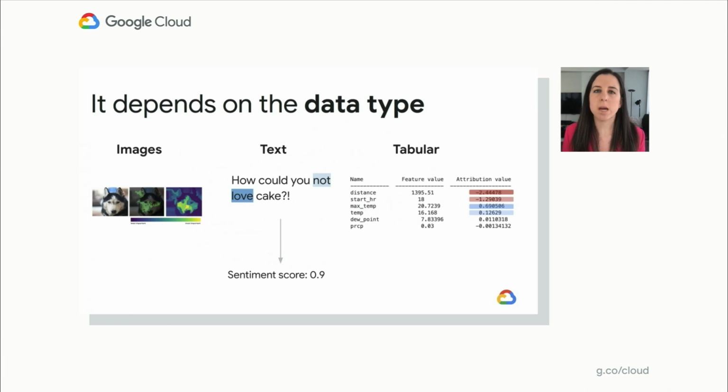And then finally, for tabular models, explainability gives attribution values for each of the features in your model to show how they influence the prediction. This particular example shows a model that predicts the duration of a bike trip, and we can see here that the distance of this specific trip caused the model's predicted trip duration to decrease, whereas the max temperature on that day caused the model's predicted duration to increase.